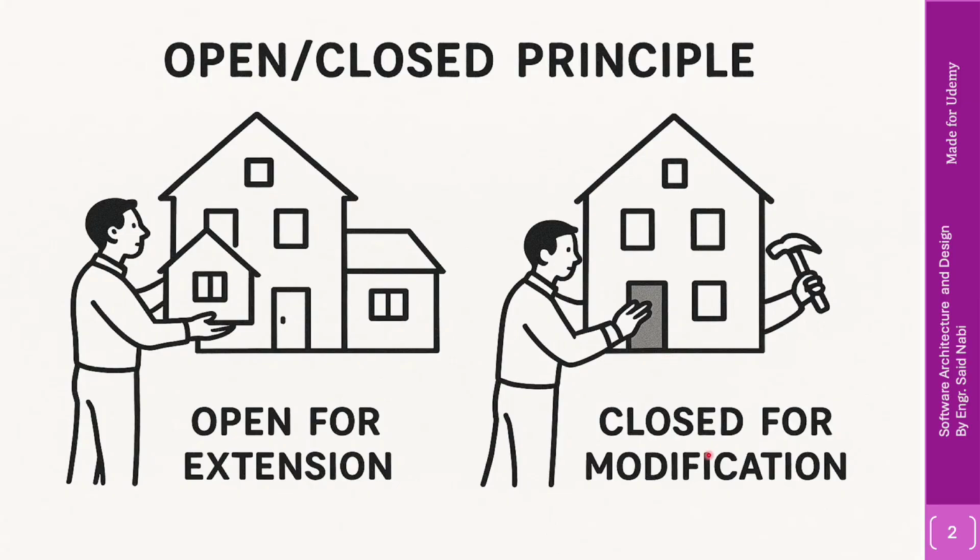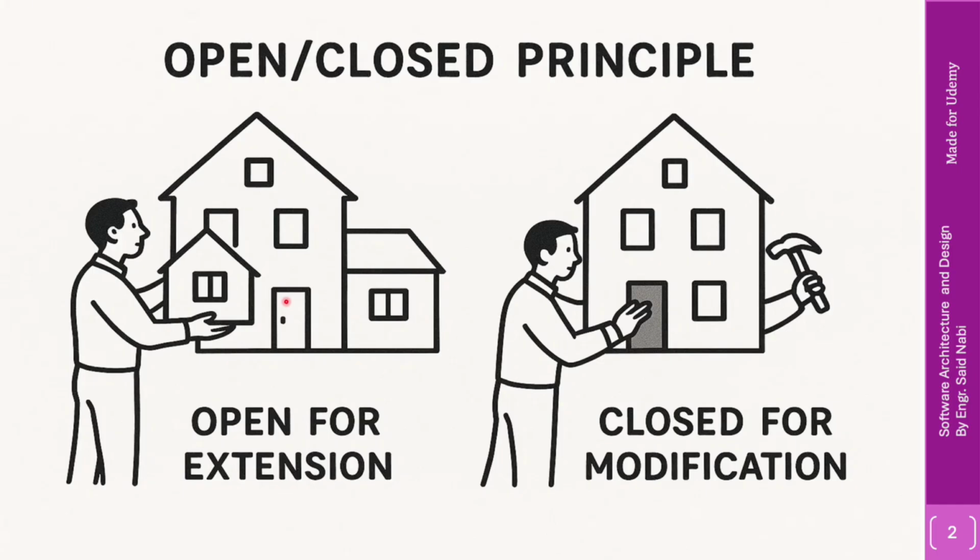And closed for modification means that you cannot tear down all the walls of your house, and you cannot change the structure of the existing room, right? That is what we call closed for modification, because if you tear down all the walls and change the structure of the room, that is a violation of OCP, and we don't have to violate the OCP. Yes, we can add new rooms, or we can add new floors on top of the roof, but we cannot modify the existing rooms, like changing the structure or anything like that.